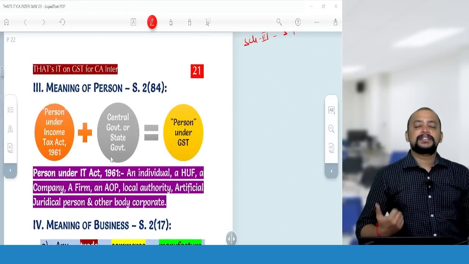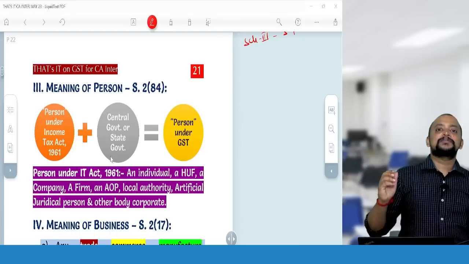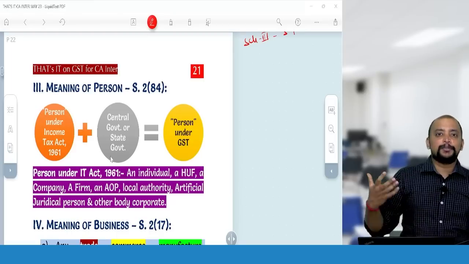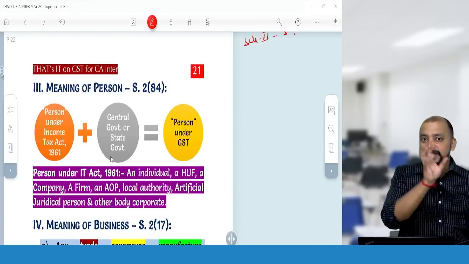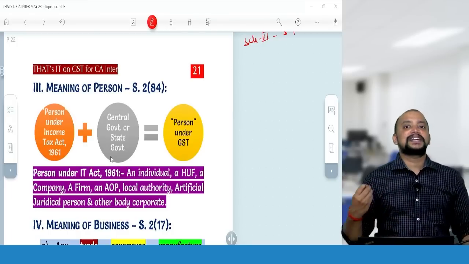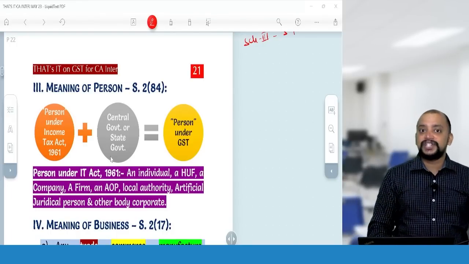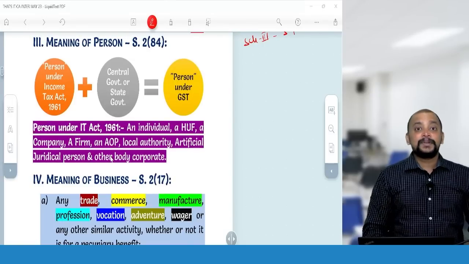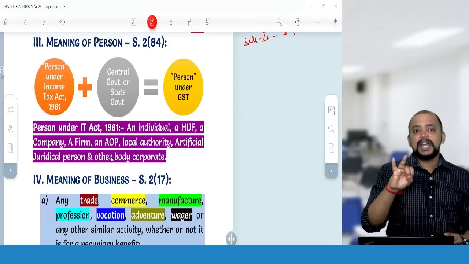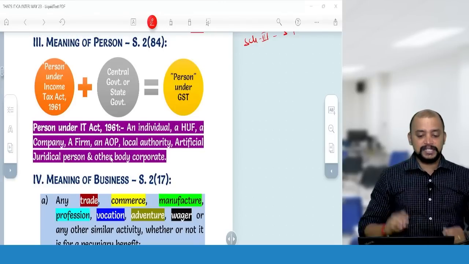Then the meaning of person. Person is defined under section 2 clause 84, and person under the Income Tax Act, that is individual, HUF, firm, LLP, AOP, BOI, body corporate, etc. So person under the Income Tax Act plus central government or state government will be treated as person under GST, which means even central government and state government are treated as person under GST and they need to pay GST, but with respect to only specified activities, which we already discussed, that is Department of Post, airport or port service, transportation of goods or passengers, services to business entities.